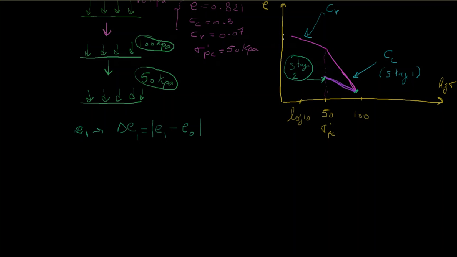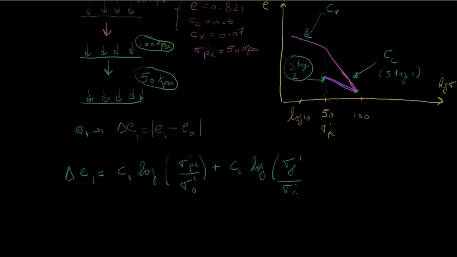So we noticed that we've actually jumped from recompression to compression. So I could say now delta E1 is equal to the slope CR times log sigma dash PC over sigma dash naught, plus CC log sigma dash final over sigma dash PC. You might be asking yourself, how did I come up with this formula? I'll show you in a minute.